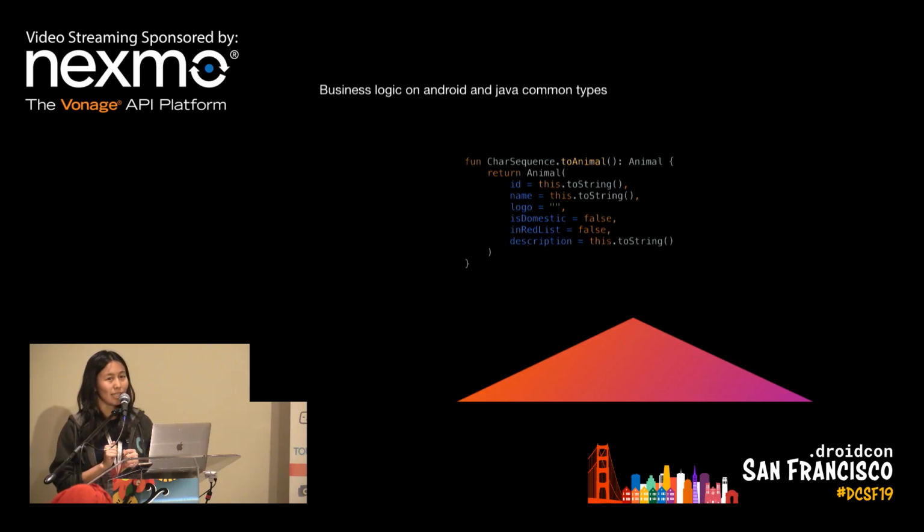The most common one I see is when you apply business logic and common types of Java and Android all together. You say, hey, I have a string, and I want to make that string my business logic, which is Animal. That kind of case messes up a lot. If you think about that, you're assuming that every kind of character sequence technically can become an Animal, which doesn't feel right.